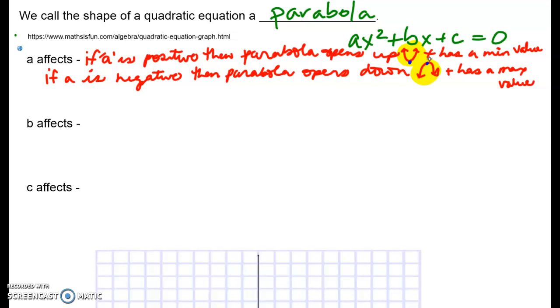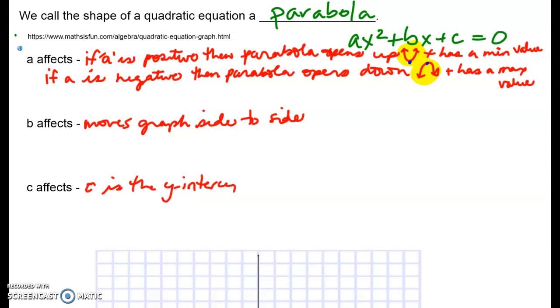Okay, now B. In general, we're not going to get too detailed into the B, but it moves the graph from side to side. And C, we knew that C is the y-intercept, or the place where that parabola crosses the y-axis. C then moves the parabola up and down, moves the graph, or we can say parabola, up and down.